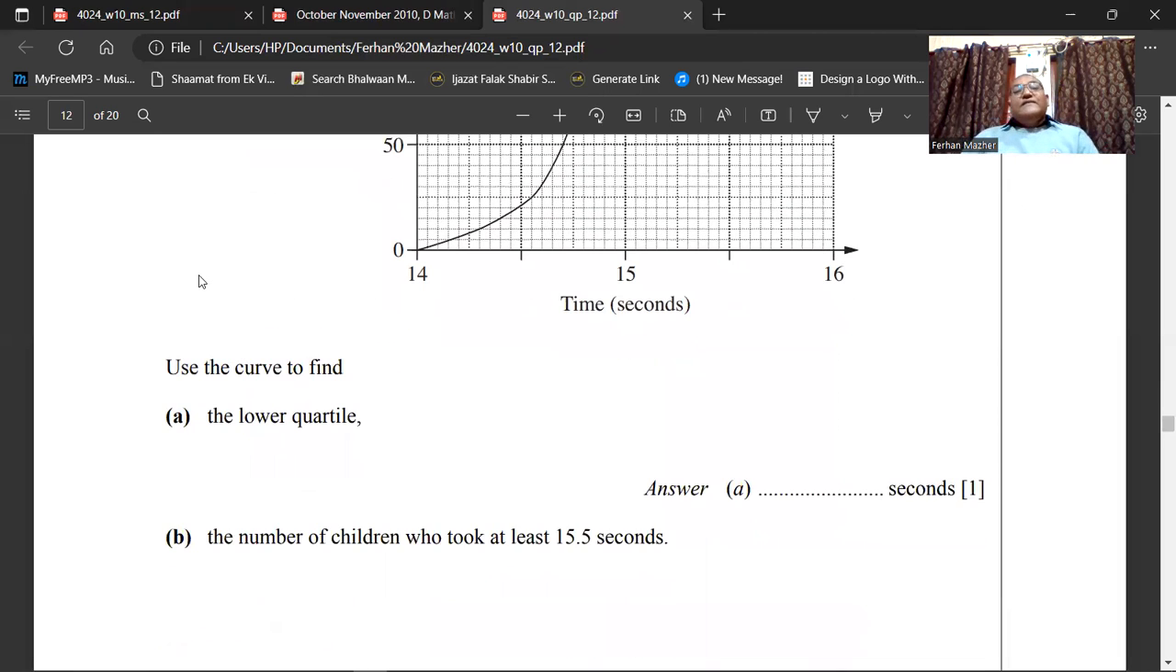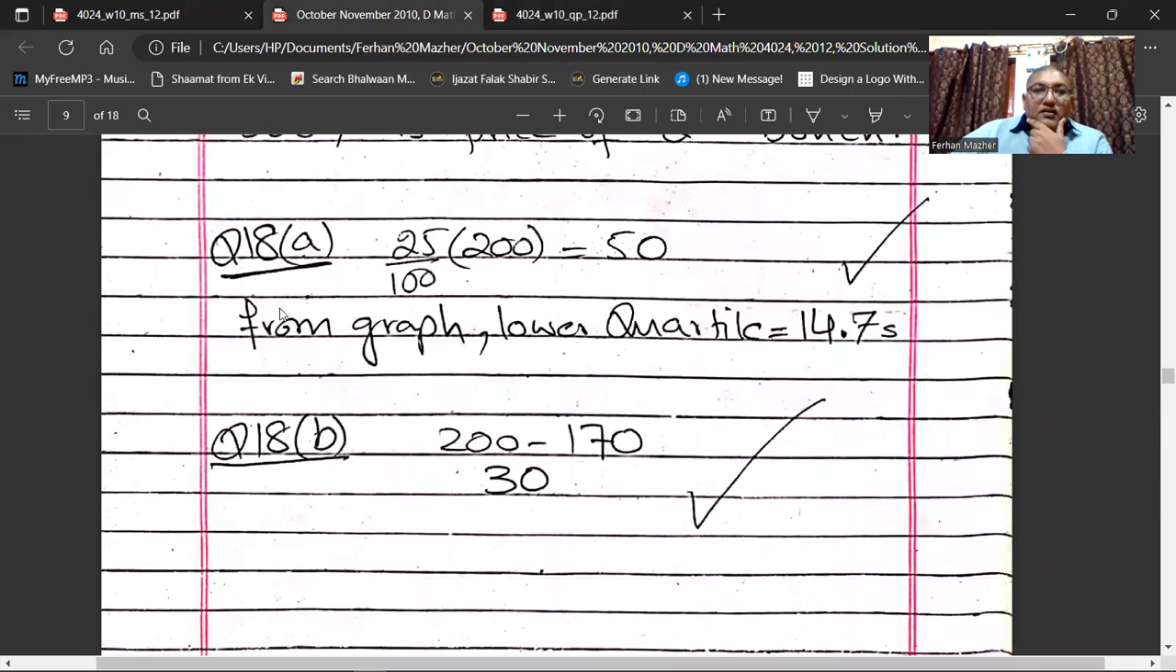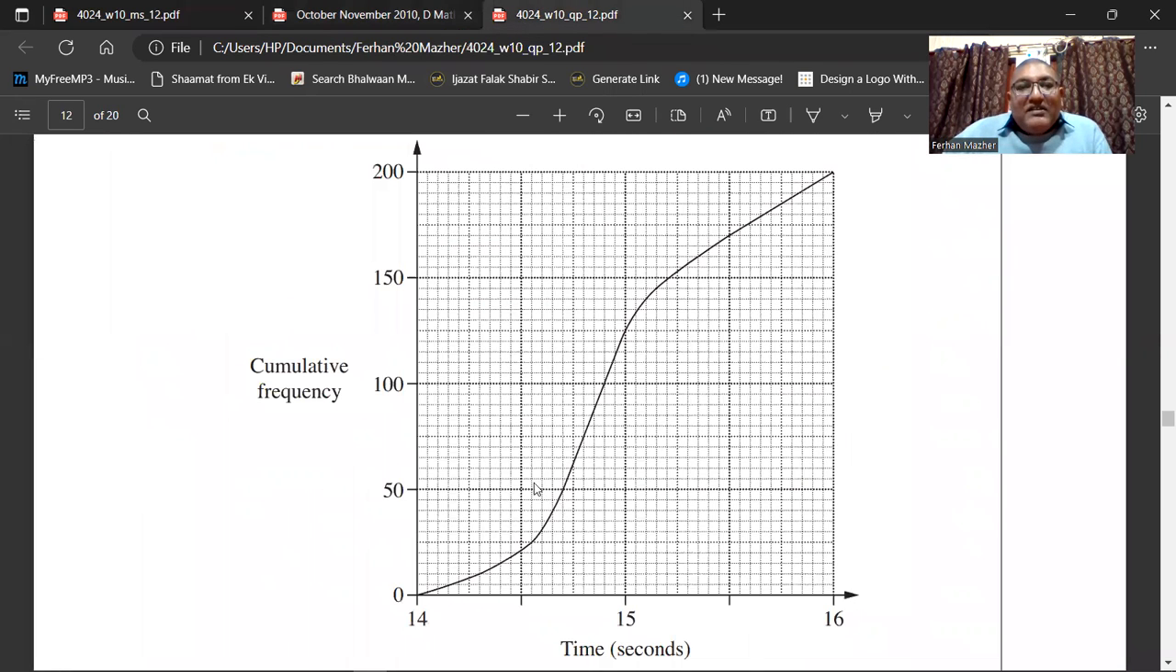The first question is to use the curve to find the lower quartile, or Q1. The lower quartile is 25% of 200, which will be 50. So from your graph, you look at 50 on the y-axis. From there, you go across to the cumulative frequency curve, and where you intersect it, you check below what the value is on the x-axis. From the graph, the lower quartile will be 14.7.